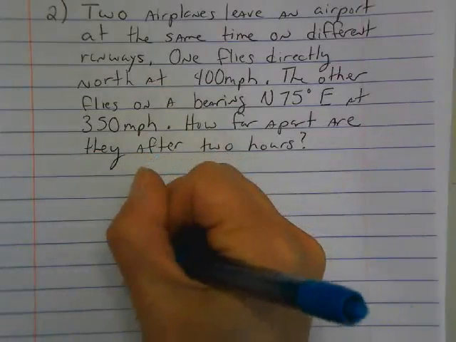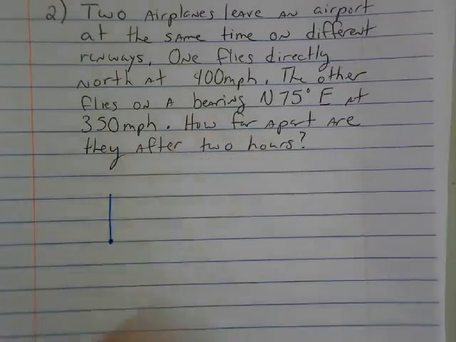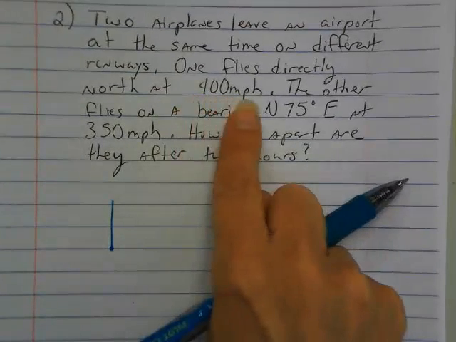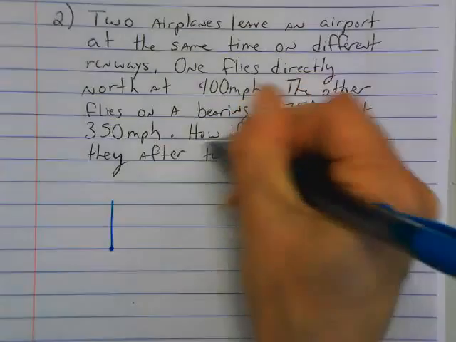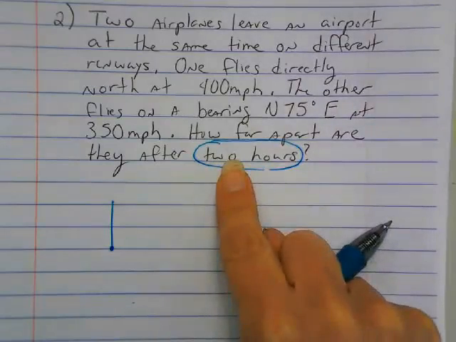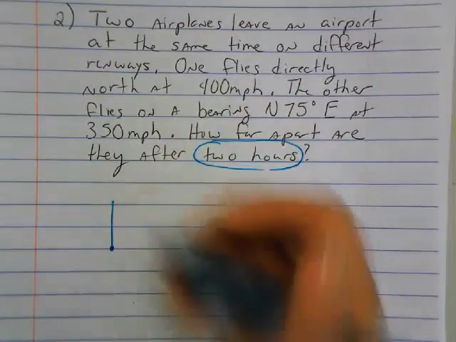Here's my first airplane. He goes directly north. Now, he flies at 400 miles per hour, but I want to know 2 hours. So in 2 hours, assuming that he goes 400 miles per hour, how far has he gone? He's gone 800 miles.